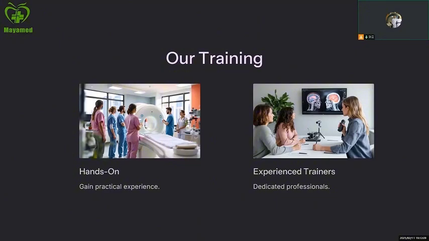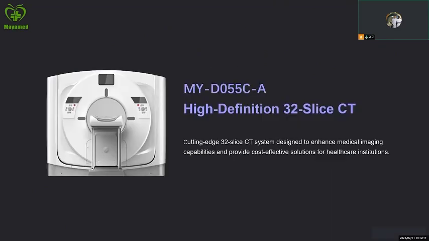And regarding the service training, we provide hands-on training, and also experienced trainers can provide the training to the customers.